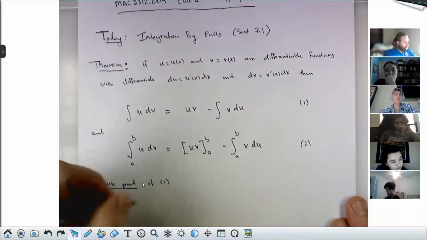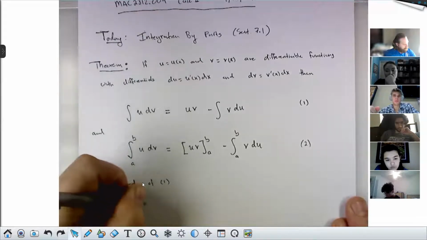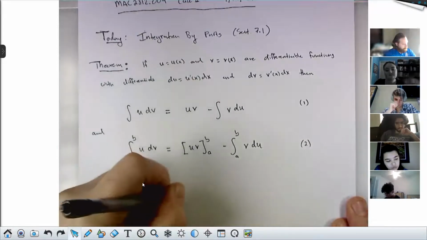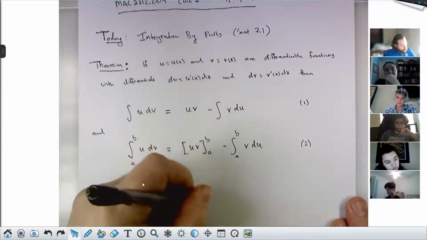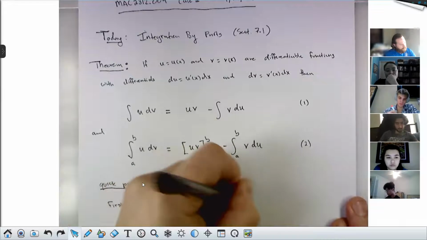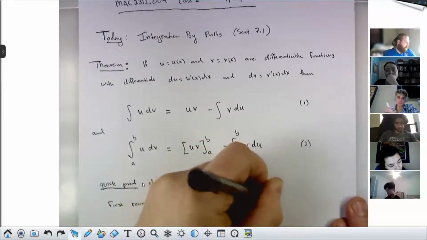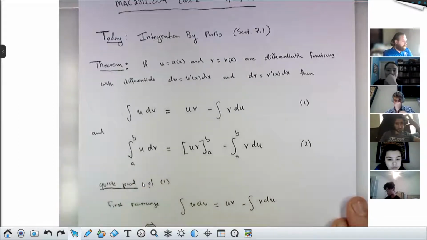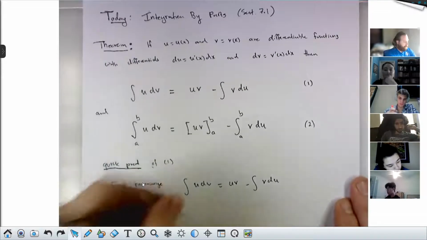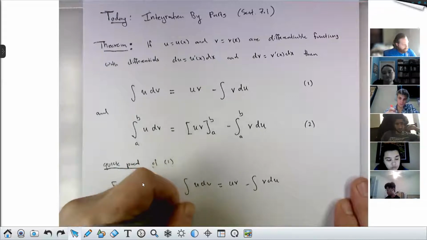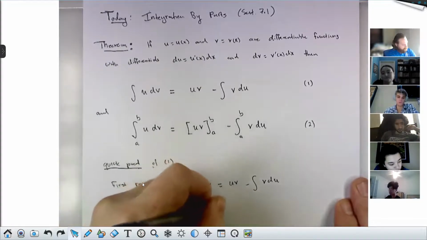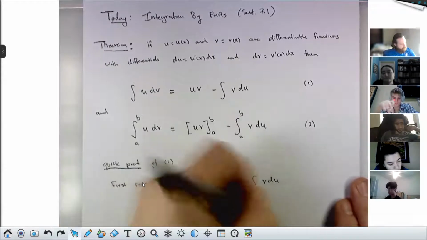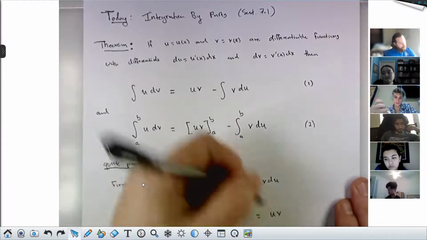What I'm going to do is rearrange the integral of u dv equals uv minus the integral of v du with the integrals on the left. So I'm going to add this integral over here. And that will give me the integral of u dv plus the integral of v du is equal to u times v.